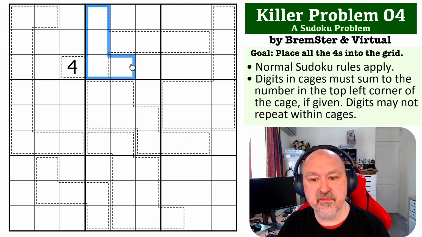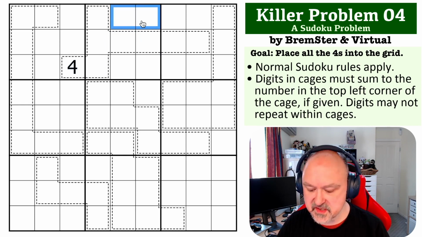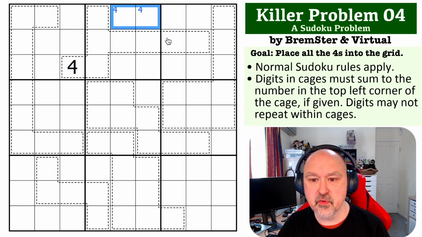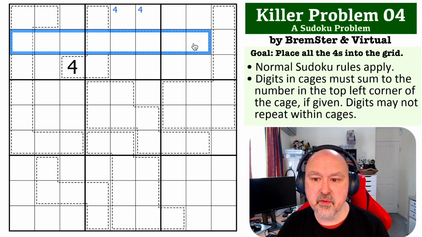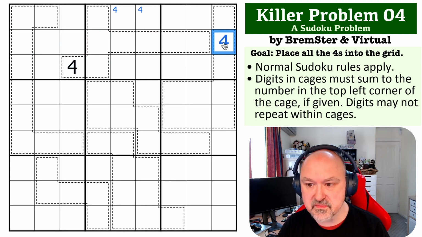And let's look at where the four can go in box two. So in box two, it cannot go in the same cage and it cannot go in the same row. So the four must go in one of these two cells, which of course means that in row two, four can't go in any of those, and it can't go in those two cells because that's in the same cage as this four. So this becomes a four.